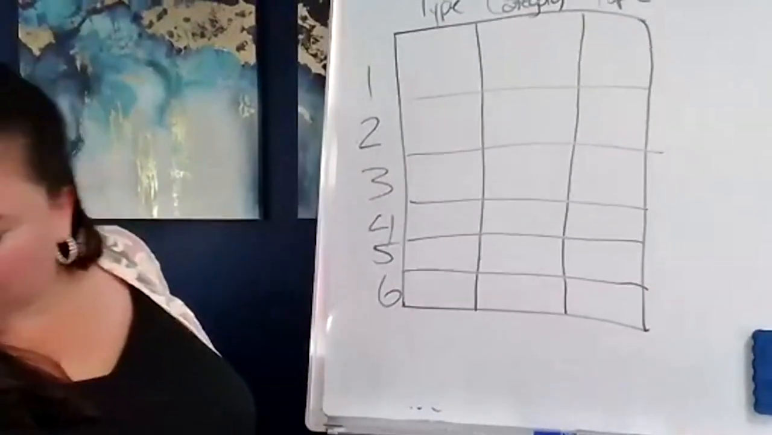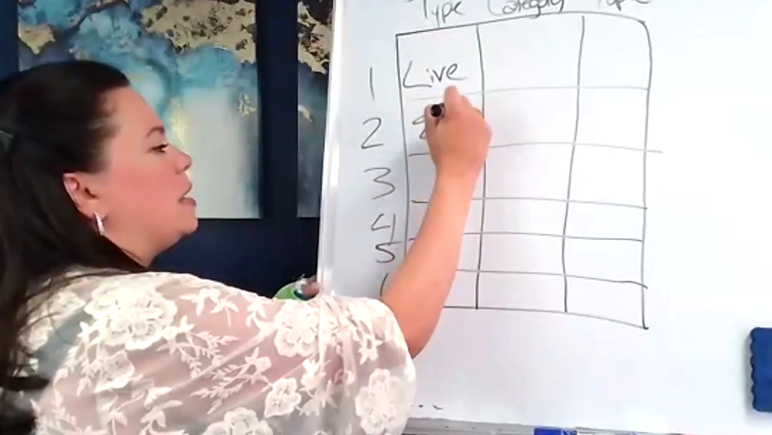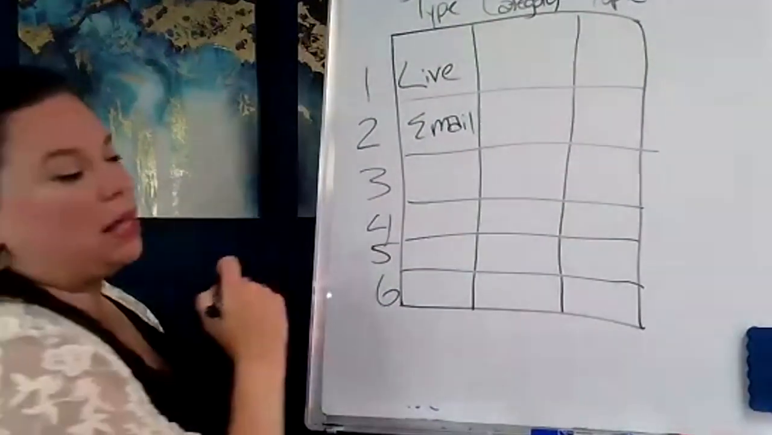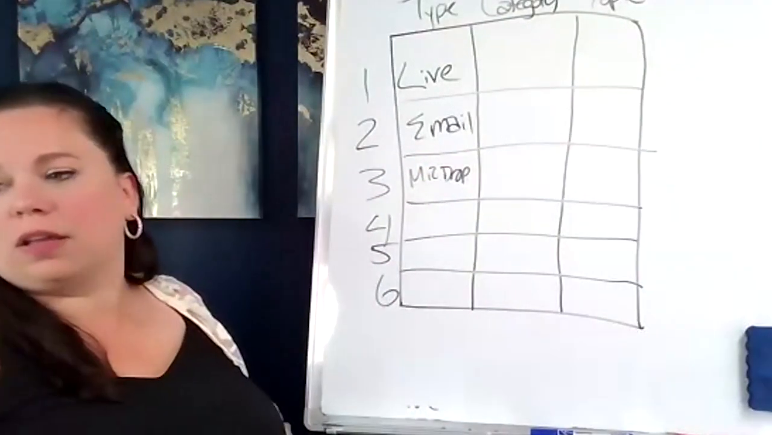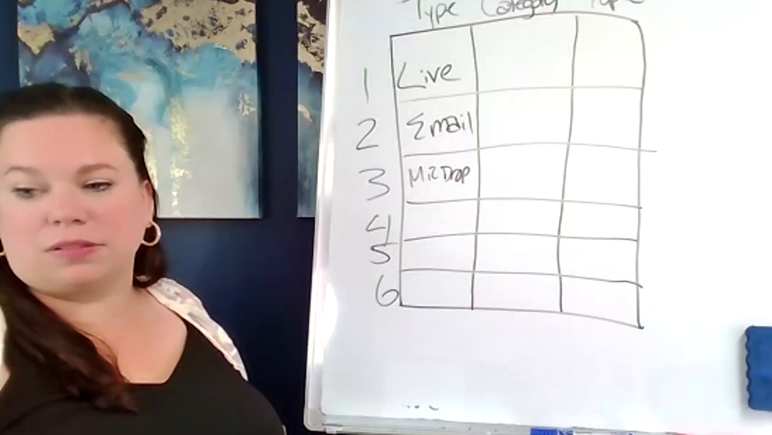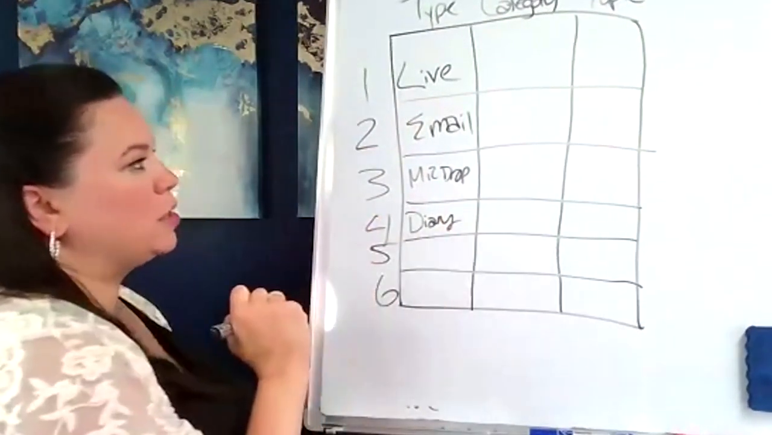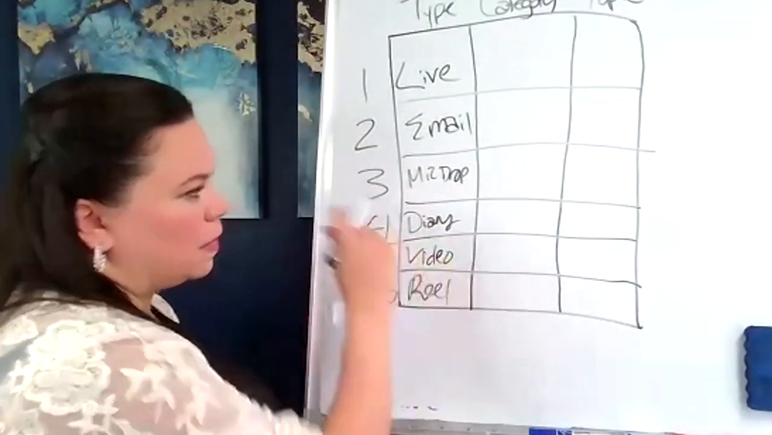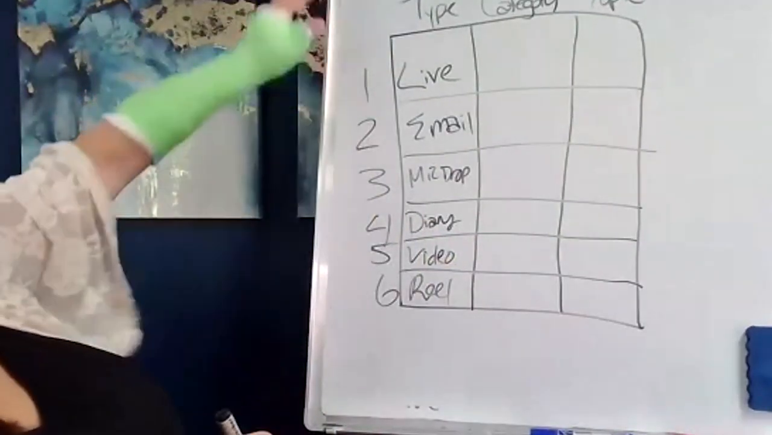So for example, I could write live, email. So going down under type: live, email, mic drop. There's an example board also on page, what page is that? Page 7. So live, email, mic drop, a diary entry post. I could do video, reel. You can pick 3 or write whatever ones you like the most, but write different types going down.